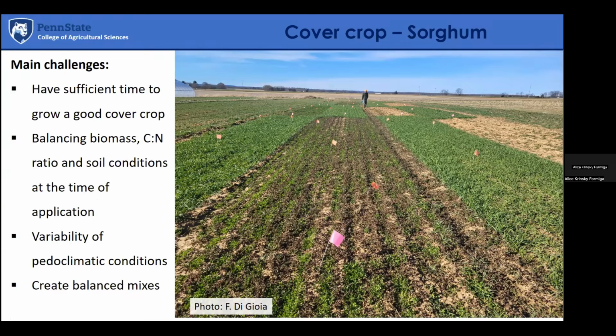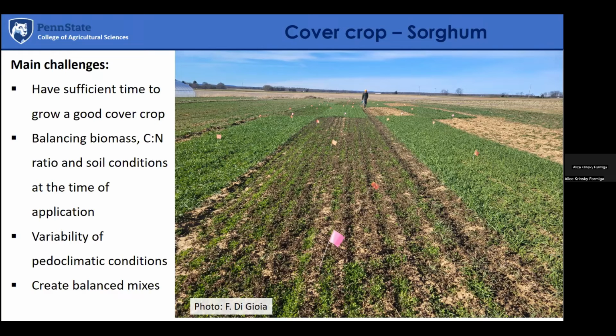In terms of challenges, the main challenges that I see are, first, to identify a window of time that is sufficient to grow a good cover crop. One of the challenges is to balance the amount of biomass that is generated with the optimal carbon-nitrogen ratio and the soil conditions at the timing of the ASD application.